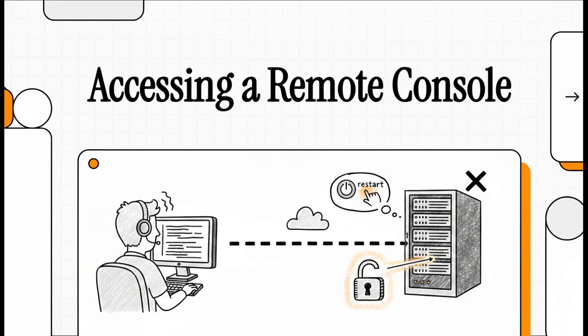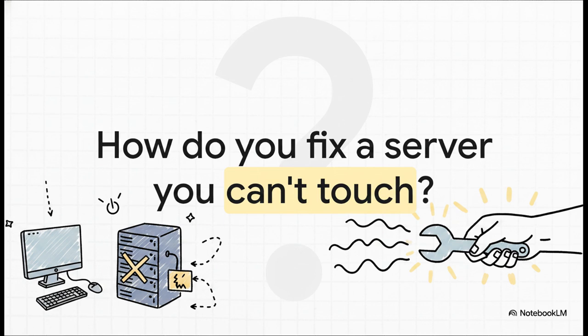physically touch. And that really is the million-dollar question for any sysadmin. A critical server crashes. The whole operating system is gone. It's fallen off the network. It's completely dark. It's basically turned into a very, very expensive paperweight. So how in the world do you bring it back to life from your desk?